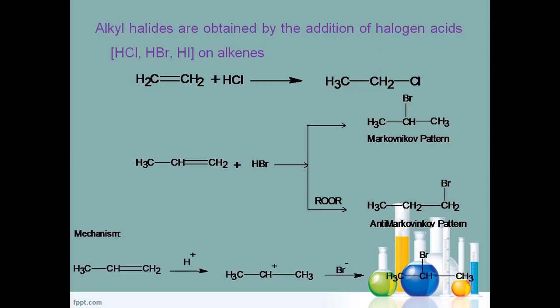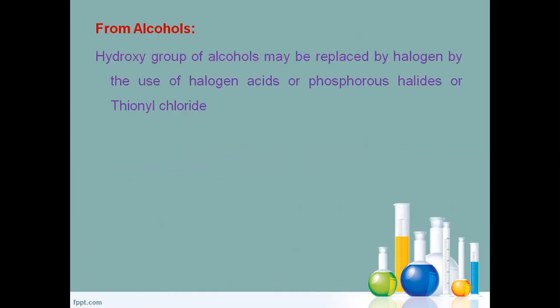So these are the preparations: the first preparation is from alkanes, and the second preparation is from alkenes. Now we will see another preparation for alkyl halides, from alcohols. Alcohols are nothing but hydroxy compounds. The hydroxy group of alcohols is replaced by halogen using halogen acid, phosphorus halides, or thionyl chloride.